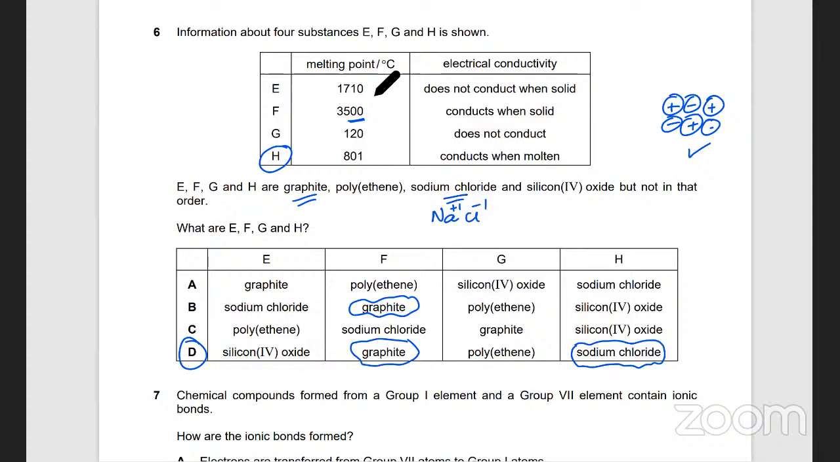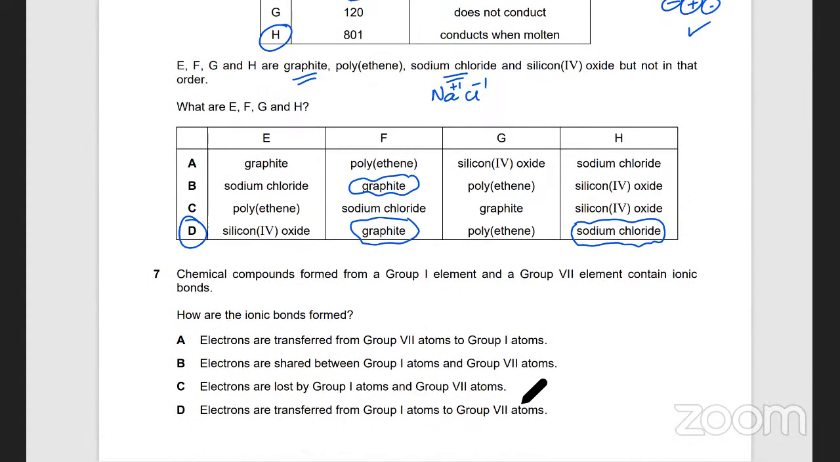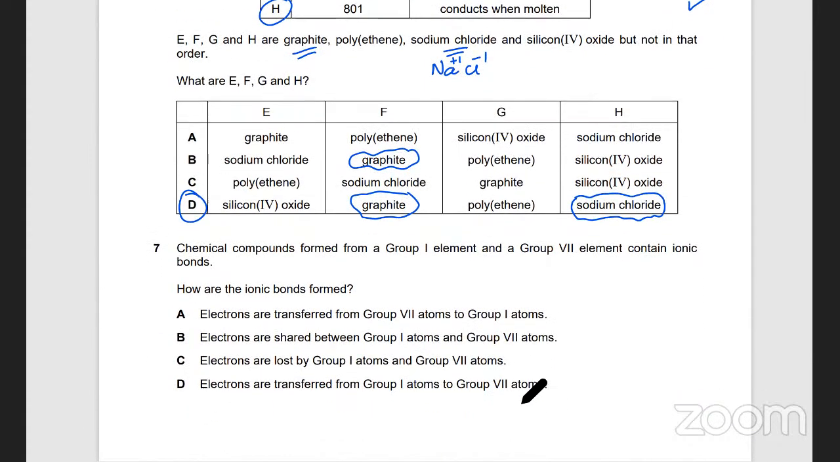The first one is silicon oxide, and this is your polymer, which does not conduct. That's polythene, your plastic bags. So that's going to be G. E and G were harder to identify, but you were able to identify graphite and sodium chloride.